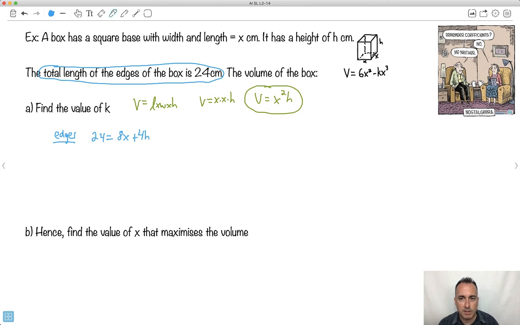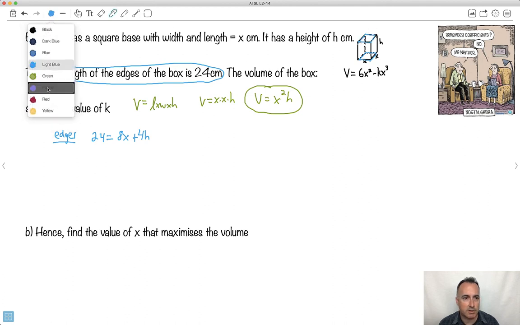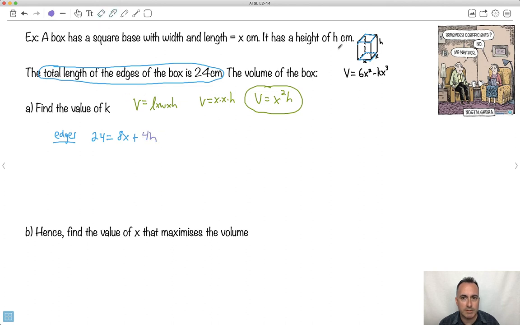Now, if that wasn't very clear, let me show you this. This is x and x and x and x, x and x and x and x. And let me do maybe the h's in a different color just to show you. All right, so this right here would be for h. Why is that? Because there's an h here, here, here, and here. So there's four h's and eight x's.